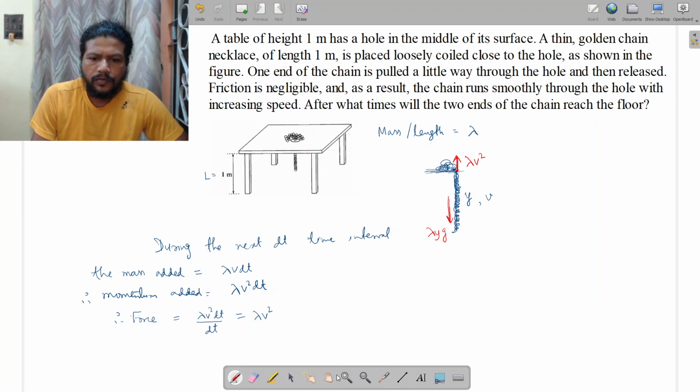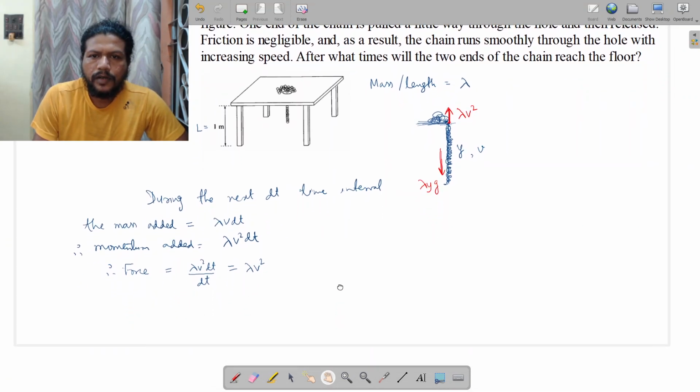As a result, if you look at dynamics, I can write down the equation governing the motion of the particular part which is in motion.